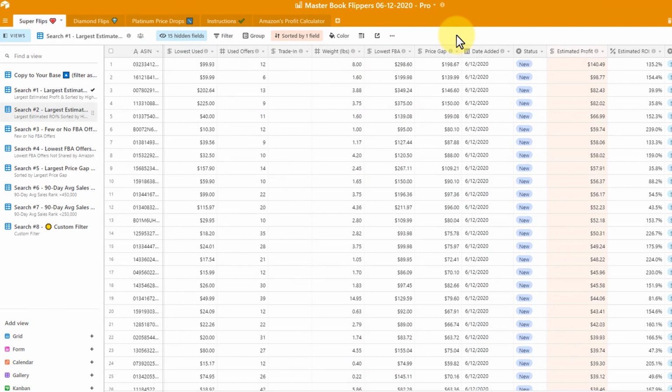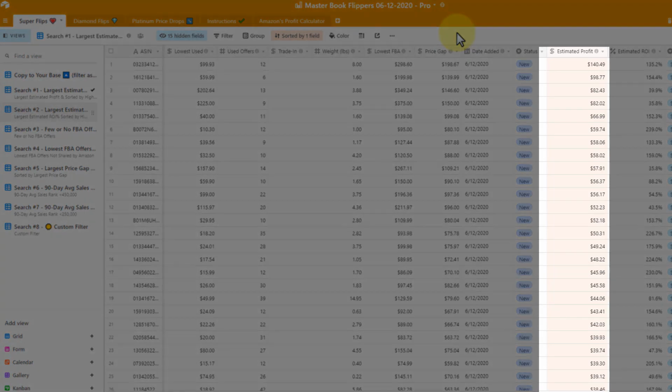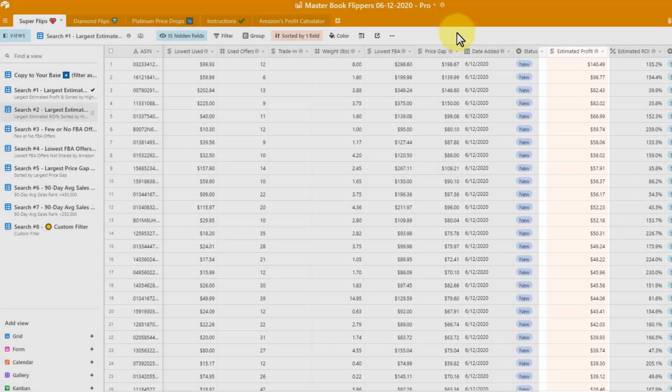Okay, let's go over a couple of examples. In this one, we're going to focus on a couple things. We want to focus in on the estimated profit, right? Everybody wants to make as much as they can on every book, and I understand that. But there's a few other things you want to pay attention to besides the profit. You do want to pay attention to the estimated ROI. That'll play a big part. And also how much you're paying for the book, right?